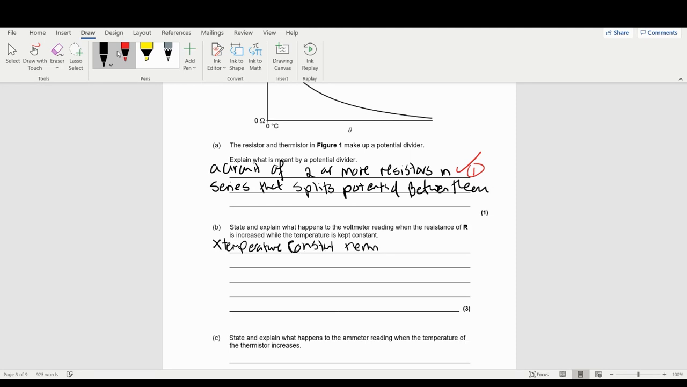So if the temperature is constant, the thermistor resistance is the same. That's me just writing out for you. That's a quick one before we go back to that circuit. The temperature is constant. This means that the thermistor will have the same resistance. So it's a state and explain question, as per usual. You've got to say something and what will happen. So I'm just explaining a little bit first that the temperature is constant, the resistance is constant.